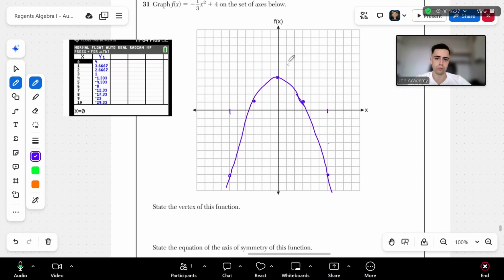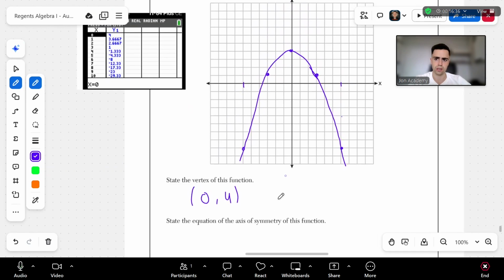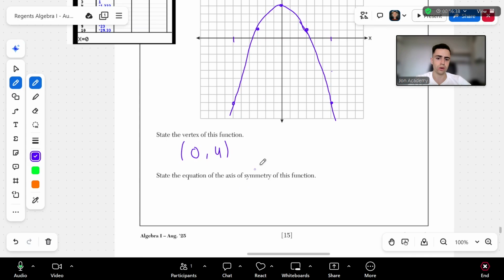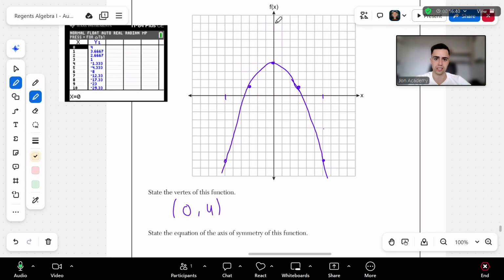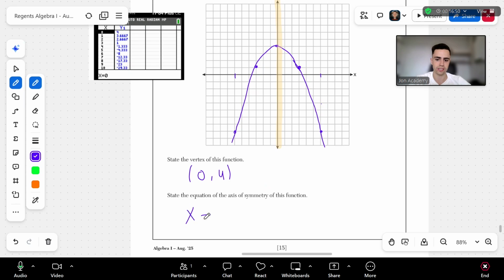And now they ask us the vertex of this function. The vertex is this point here. So it's going to be 0, minus 4. The one on top. Or 0, 4, sorry. And then the equation of the axis of symmetry. The axis of symmetry is this one. As we can see, it is symmetric on the x-axis. So that's going to be x equal to 0. That line is called x equal to 0.